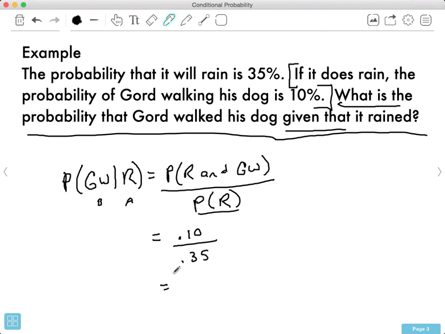And you just go over and do that on your calculator, which I am doing now, and I get, rounding to 2 decimal places, 0.29 as the probability of Gord walking his dog given that it's raining.